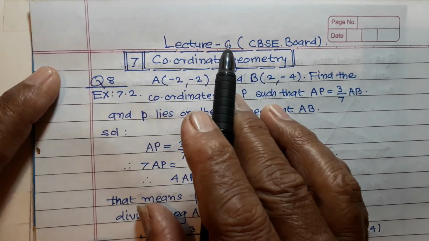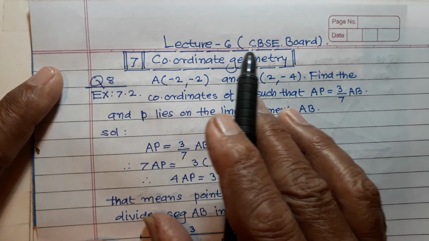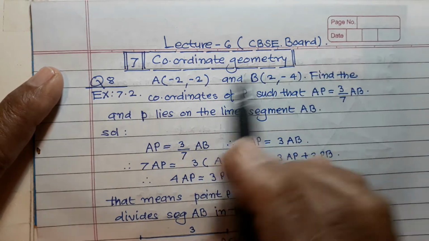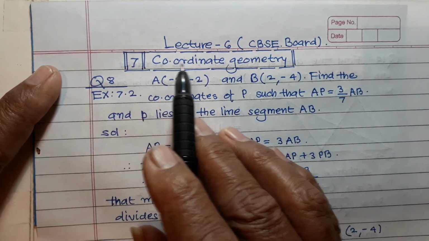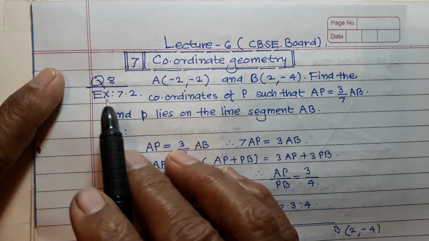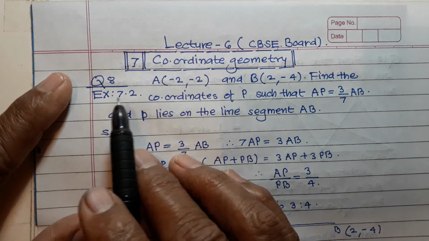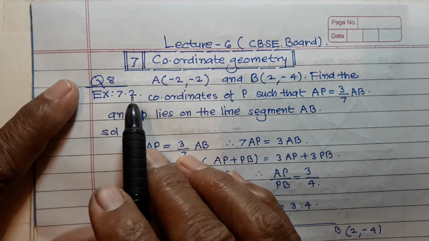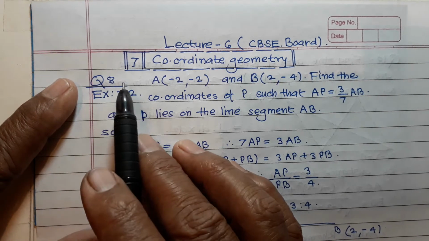Hello, my dear students. Lecture number 6 for CBSE board. Chapter number 7, Coordinate Geometry. In this lecture, I am going to explain some examples from Exercise 7.2, question number 8.